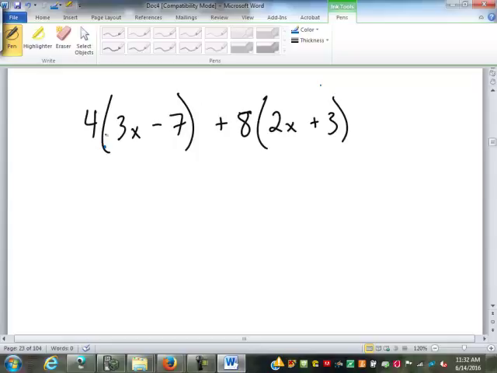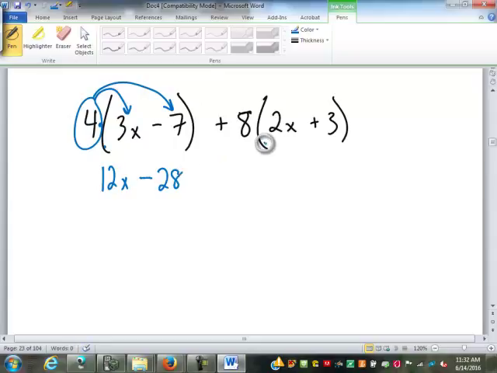Second question: is there anything that needs to be done to the parentheses? That parentheses is being multiplied by 4. So we would go ahead and do that. I'm going to do the shortcut, distributing. 4 times 3x is 12x. 4 times negative 7, negative 28.